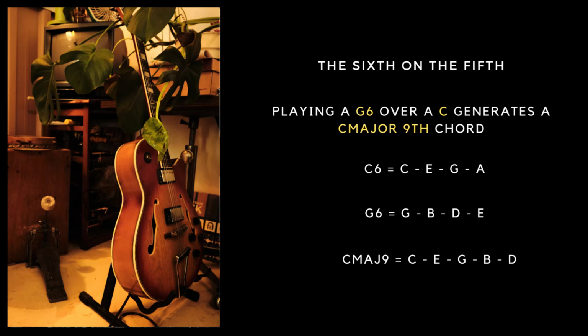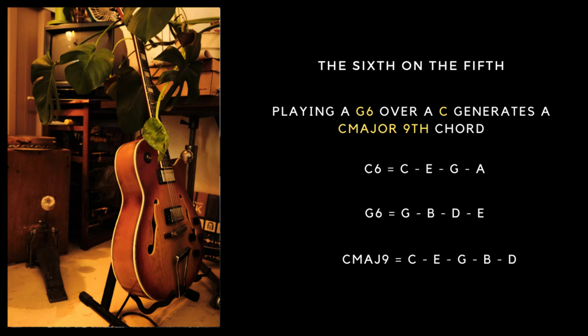If you've been following through our chord melody series, you'll be familiar with the concept of being able to play a sixth on the fifth, which in a nutshell means that if we had, say for example, a C sixth chord, the fifth of C is G, therefore we can play a G sixth over a C bass, and that will produce the sound of a C major 9.